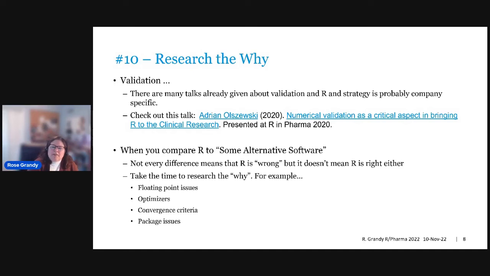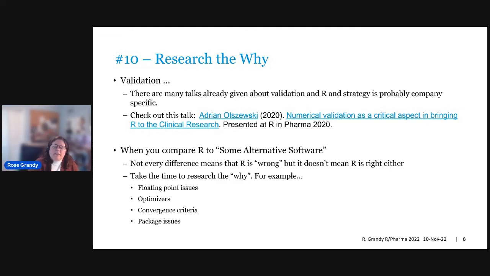But I do want to conclude with a few thoughts on comparing R to other software results. So you will likely encounter differences. These differences don't mean that R is right, but it doesn't mean that R is wrong. And you'll want to spend some time researching the why. I think that your customers, whoever they may be, a lot of times they're internal, are not going to be too thrilled when you change software and suddenly the numbers are a little different than they were. So you're definitely going to want to understand why that happens.